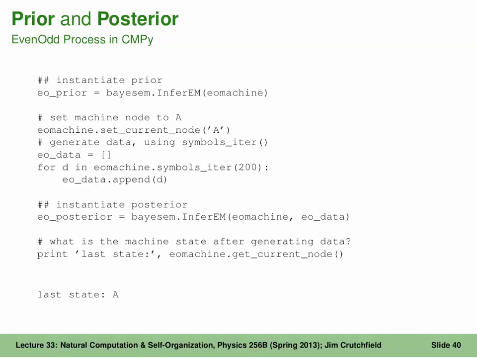So again, I'm going to go through pretty much the same kind of things that I did with the fair coin, but I want to be a little bit more careful to demonstrate figuring out what the start state is and what actual edges are being traversed. And so here again, using the exact same code, now I feed it the EO machine. That gives me a prior because I didn't give it any data. The machine, I'm actually going to set the current node to A. So it's going to be in state A.